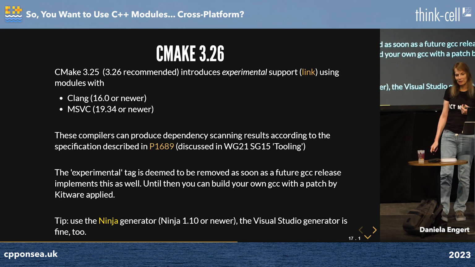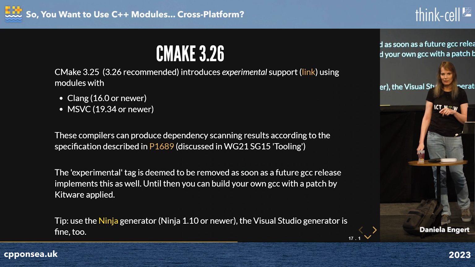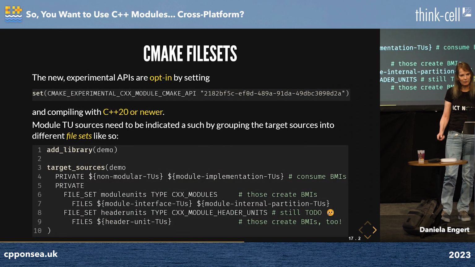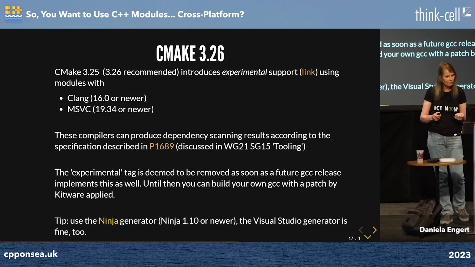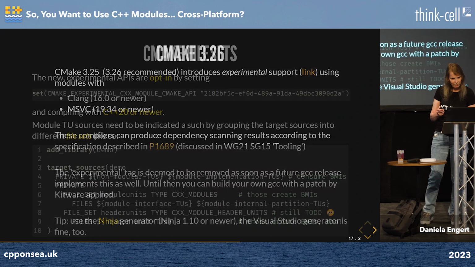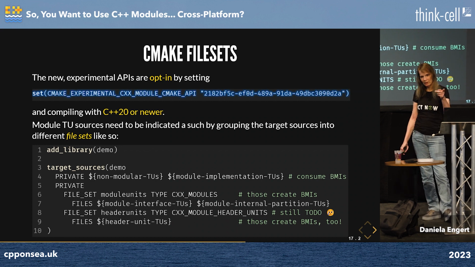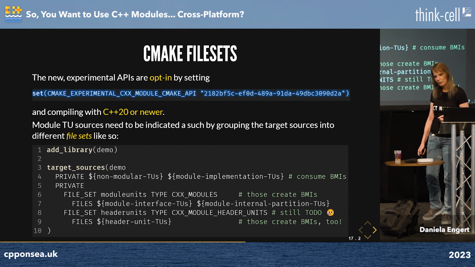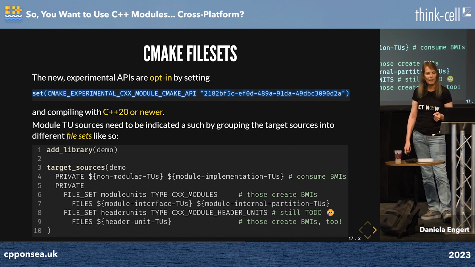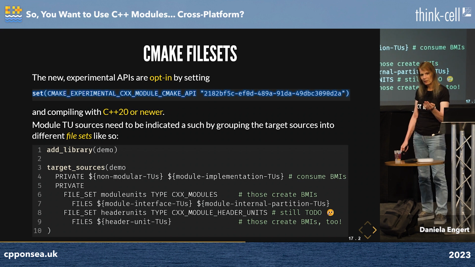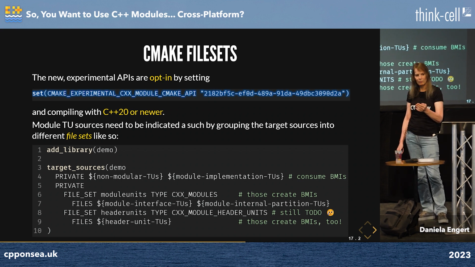Okay, let's talk about CMake. This experimental support needs you to opt into the experimental API. Oh, sorry. What's going on here? Yeah, an experimental API, and you need to do this magical incantation to enable the experimental new kind of things. One of these is how you tell CMake about the translation units that it needs to compile to make it a module.